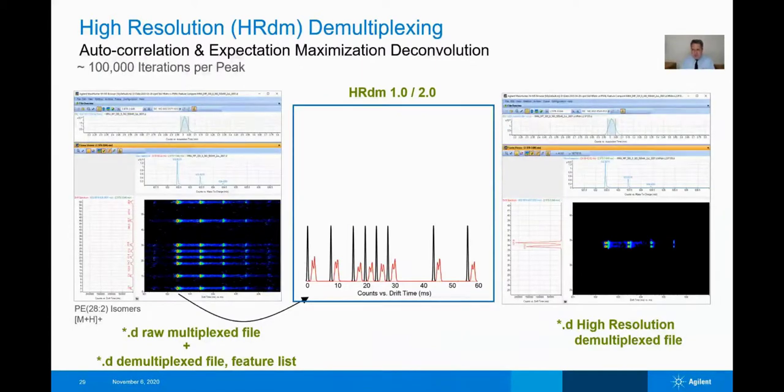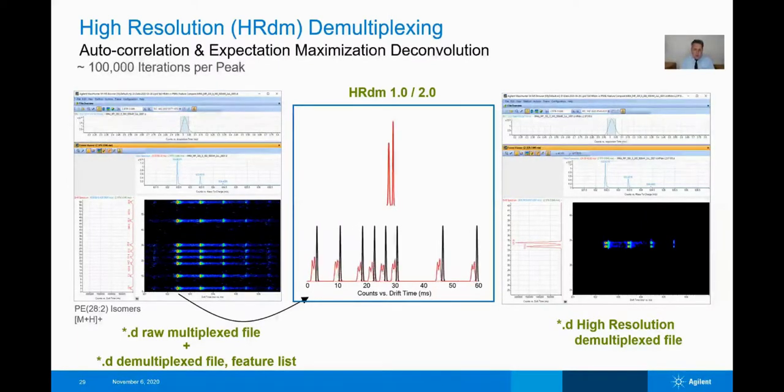Let's see what that looks like with some real data. Here you can see on the left-hand side some PE lipids, and you can see the isotopic envelope, and you can see that there are multiple pulses all stacked over, in this case, 60 millisecond per frame separation time. Now, using that autocorrelation routine and the deconvolution, you can see that function. When that passes over, we're able to get that resolution enhancement.